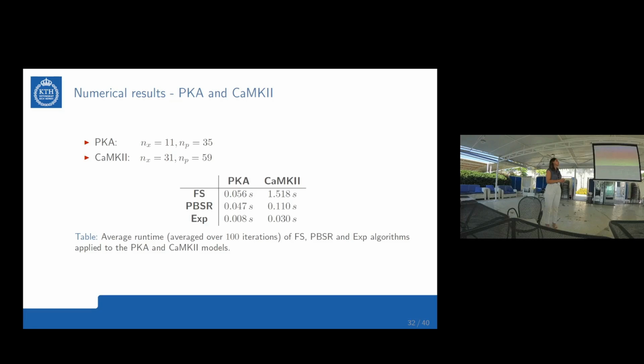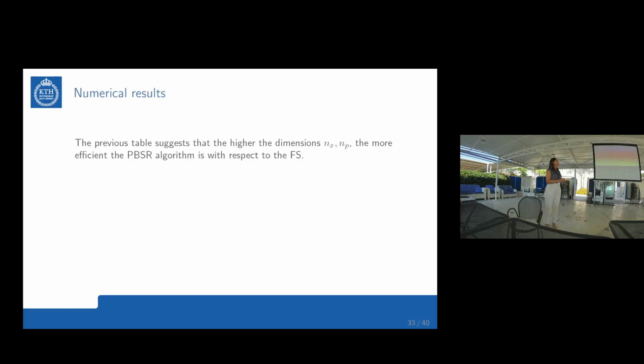While for the other two methods, in the PKA model, that is a rather small model, we have that the two methods, Pbsr and forward sensitivity, have approximately the same average runtime. While when we increase the dimensions in the ChemKinase model here, we see that the Pbsr algorithm is more than 10 times faster than the forward sensitivity. And this suggests that if we increase the dimensions of the problem, the Pbsr becomes more and more efficient with respect to the forward sensitivity.